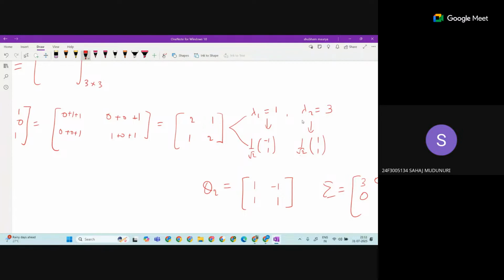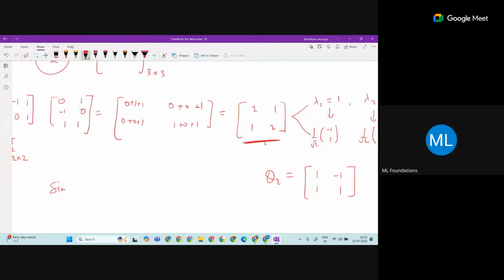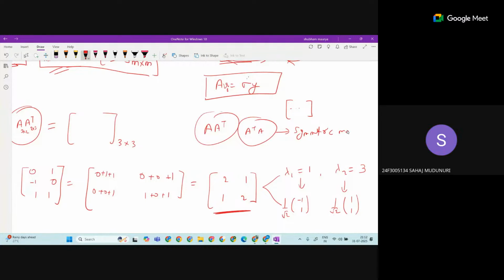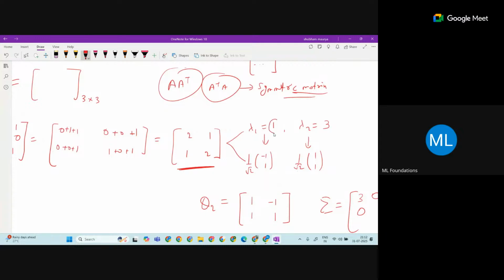Could you please explain again why both of these will always be orthogonal? Because this matrix is symmetric always. Even if I multiply, you still get a symmetric matrix. There is a theorem: if you have a matrix A and you write A transpose A, these matrices are always symmetric. And for symmetric matrices, the eigenvectors with distinct eigenvalues are always orthogonal to each other.